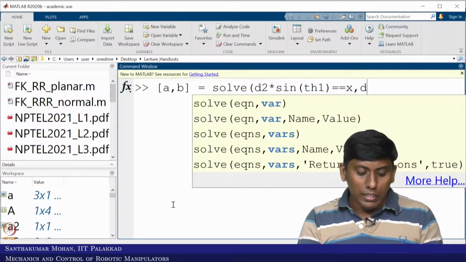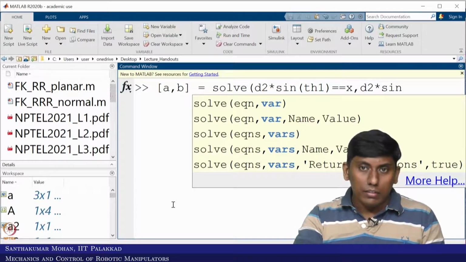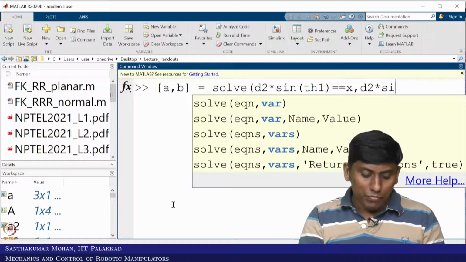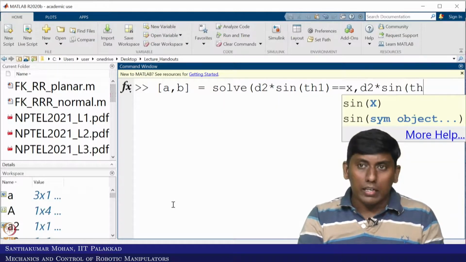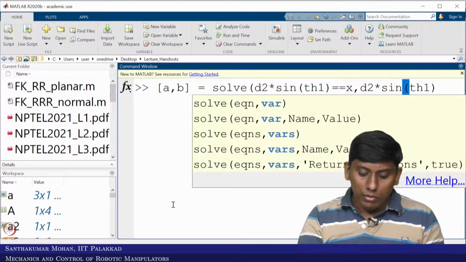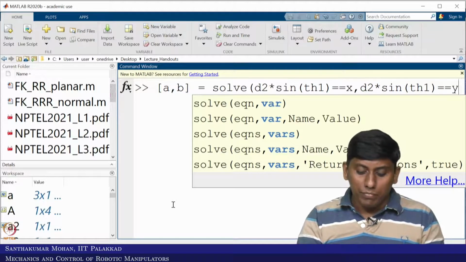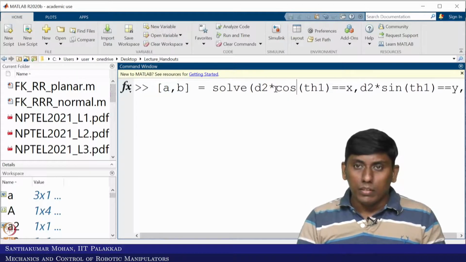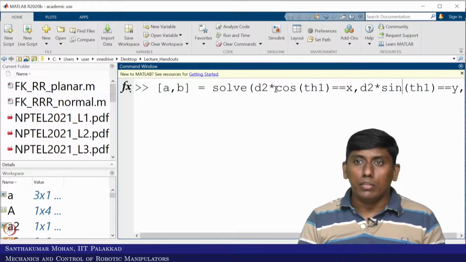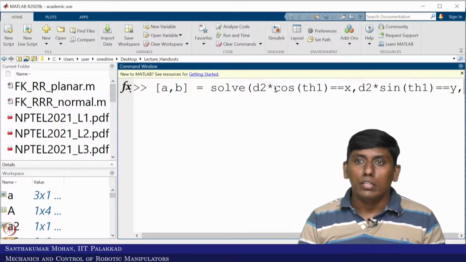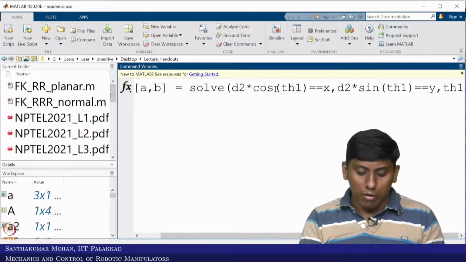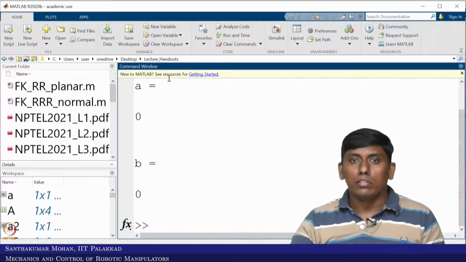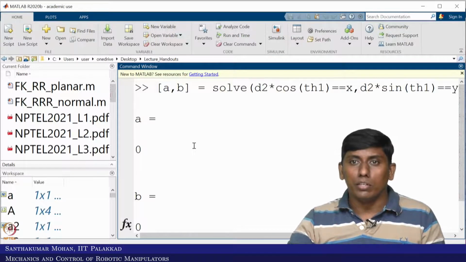Then D2 sine, sorry, that is cos. So I will correct it. This is equal to y. So this I will correct as cos. So I have written these two equations, and what I am trying to solve is theta 1 and D2. Now if I put this, it will give the solution.